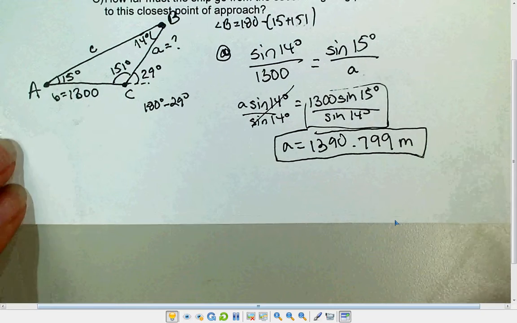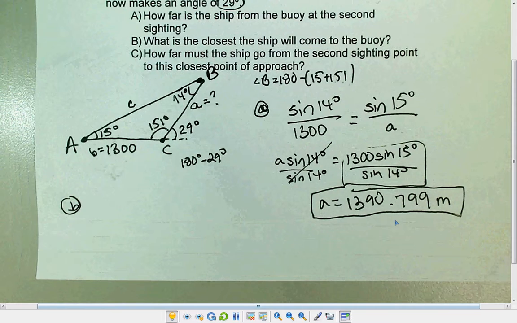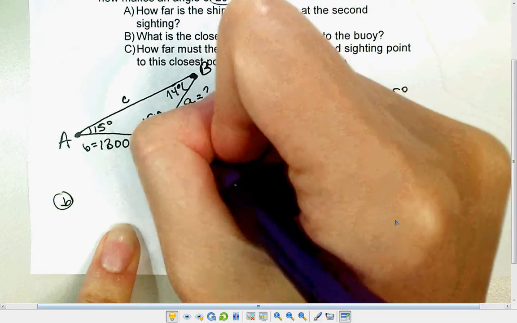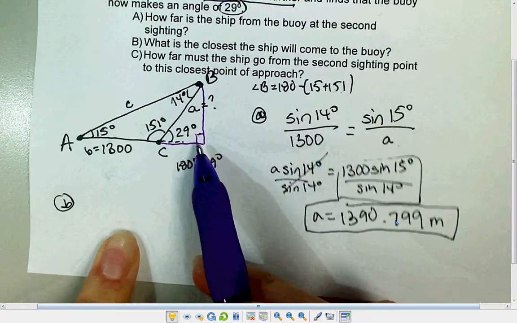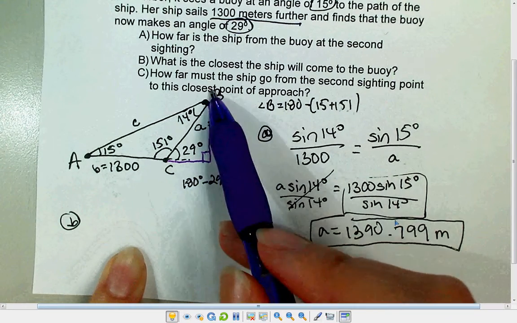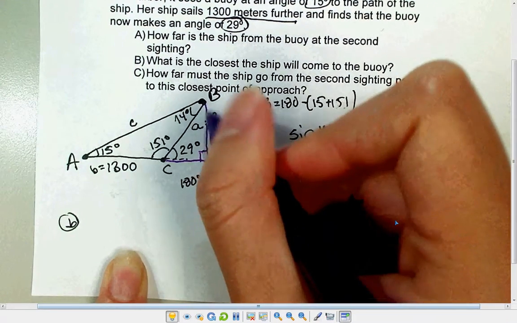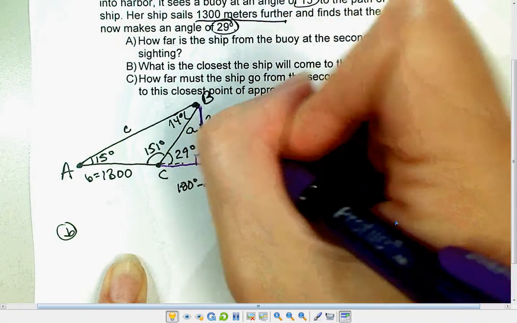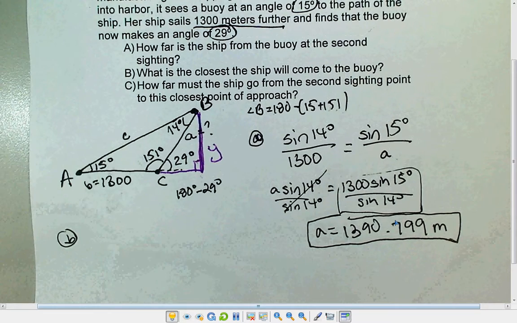Okay, so let's do part B now. What is the closest the ship is going to come to the buoy? So this is going to require us to make a second triangle. So on the same triangle right here, I'm going to make a second triangle, and it's going to be a right triangle because the closest the ship is going to come is going to be at a right angle. So this is the side that I'm looking for now, and let's label this Y, since it's going up and down. So we're looking for this.